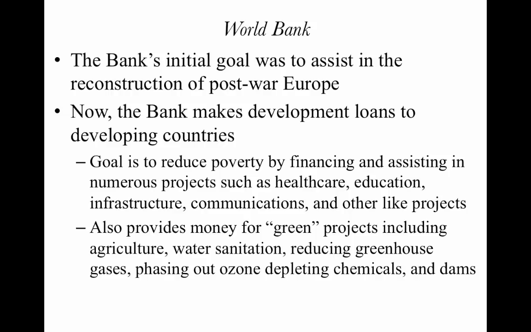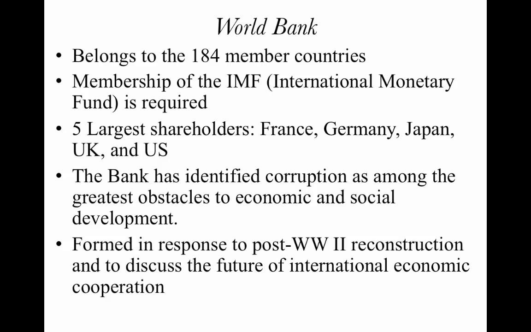So poor nations are usually less concerned about the environment. They're more concerned about their economy than they are about doing things in a way that's safe for the environment. So there's 184 member countries to the World Bank. A nation has to also be a member of the International Monetary Fund, the IMF. So they are linked. The largest shareholders are France, Germany, Japan, the UK, and the United States, about 5 of the wealthiest nations on the planet.